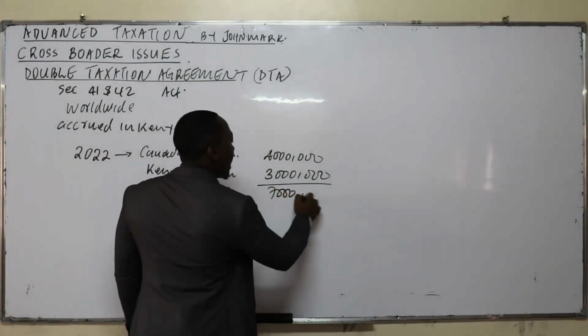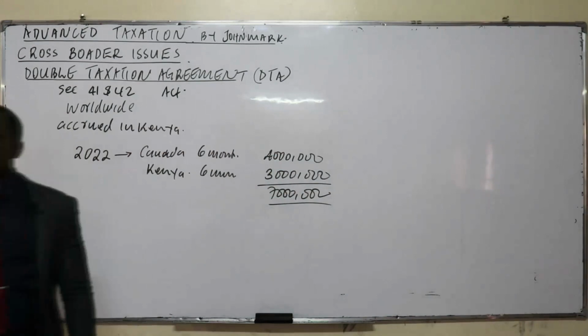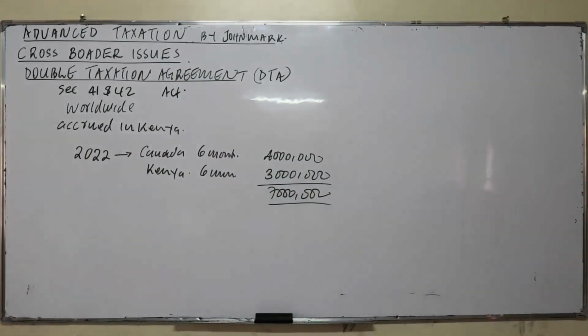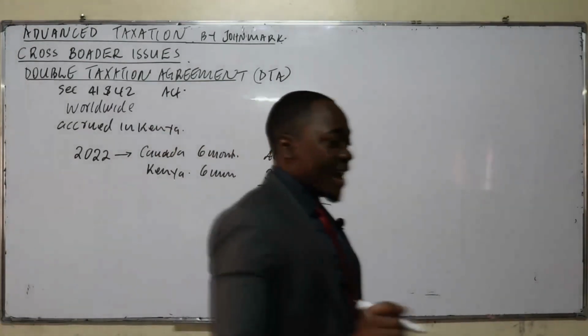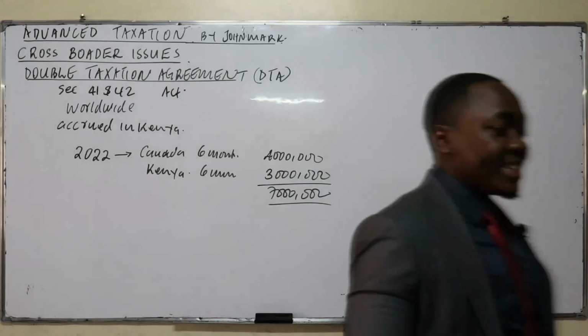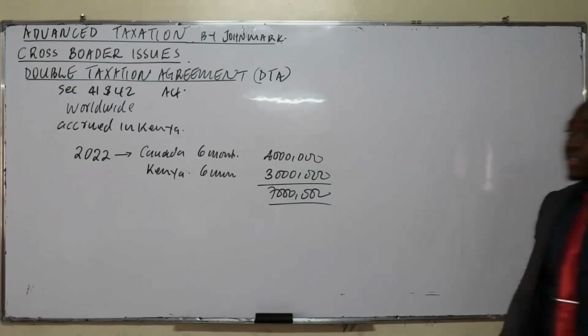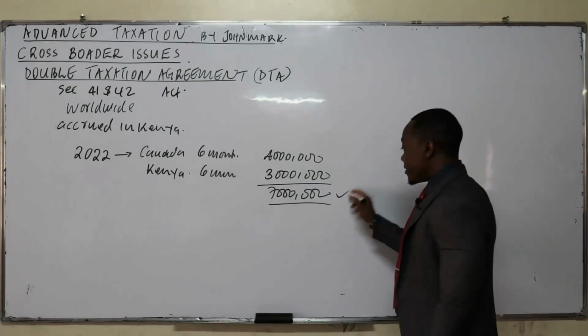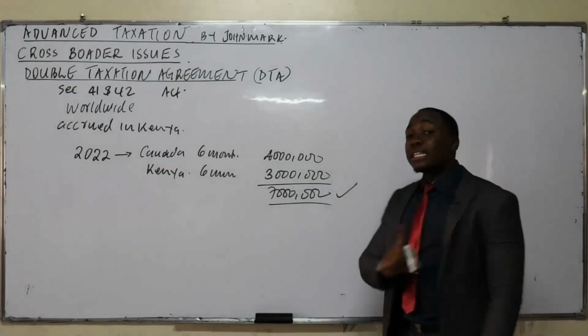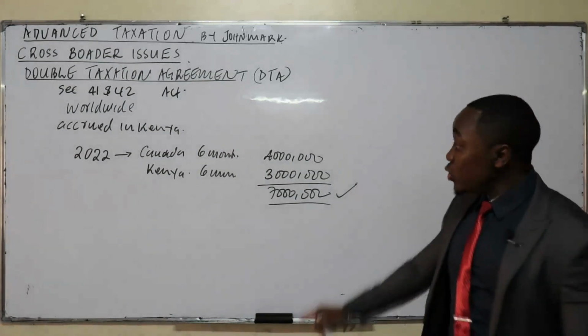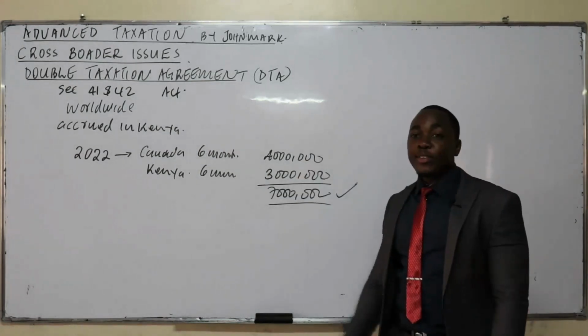7 million. Now, when you'll be filing your annual returns, will you pay tax based on which amount? Is it 4? Is it 3? Is it 7? We are talking about you Kenyans, I mean Kenyan citizens. Which amount will be assessed for tax purposes? 7. Good.